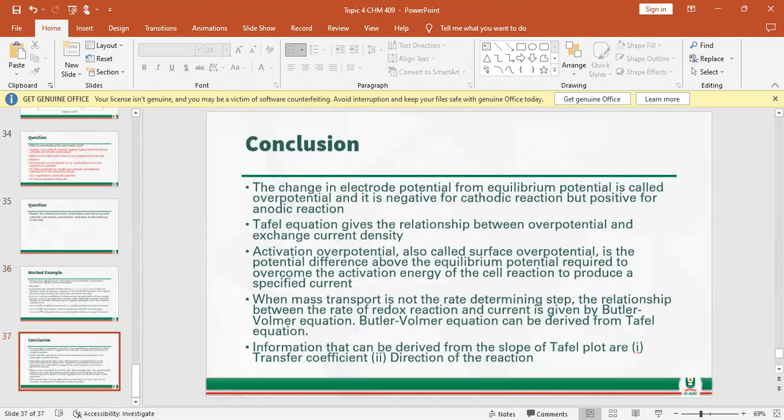And the conclusion: we can conclude that the change in electrode potential from equilibrium potential is called overpotential, and it is negative for cathodic reaction, but positive for anodic reaction. The Tafel equation gives the relationship between overpotential and exchange current density. Activation overpotential, also called surface overpotential, is the potential difference above the equilibrium potential required to overcome the activation energy of the cell reaction to produce a specified current. When mass transport is not the rate limiting step, the relationship between the rate of redox reaction and current is given by the Butler-Volmer equation. The Butler-Volmer equation can be derived from the Tafel equation. Information that can be derived from the slope of Tafel equations are, one, transfer coefficient, two, direction of the reaction.